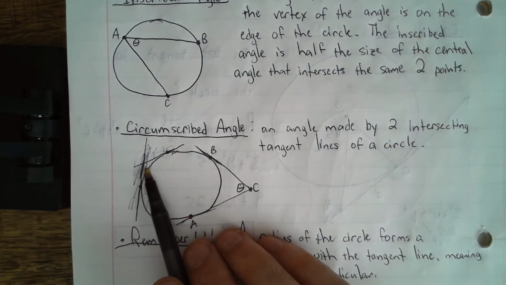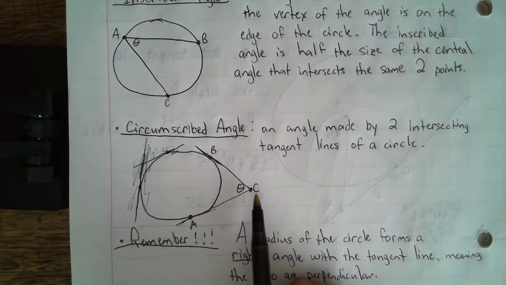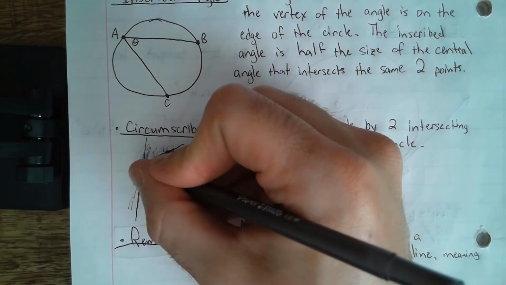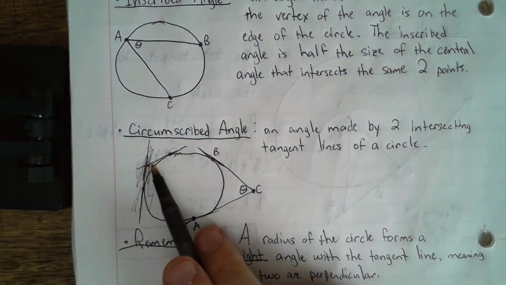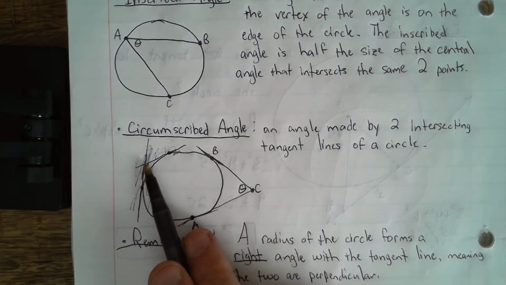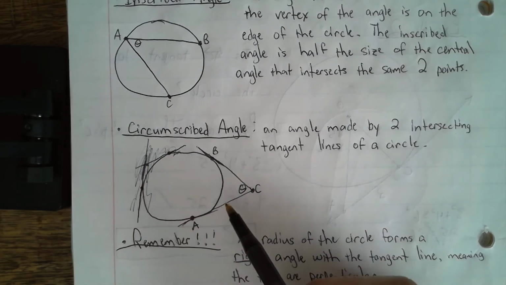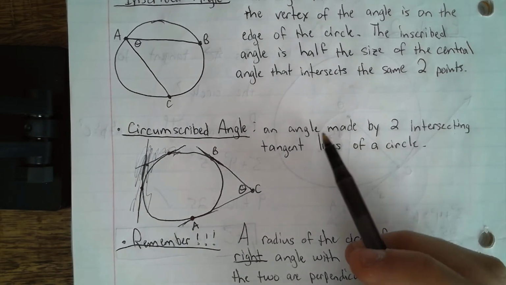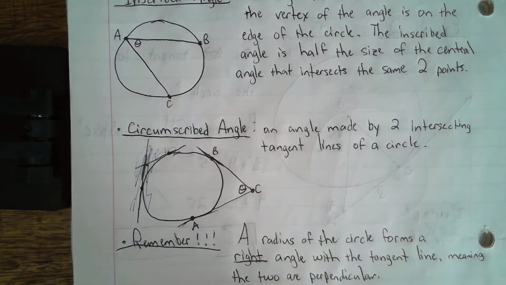This is still a circumscribed angle. It was just a little too small. I was wanting to make it bigger and more clear. But this little piece right here that I scribbled out, that's a circumscribed angle too, because there's a tangent line, and there's where they intersect. So a circumscribed angle, again, is an angle made by two intersecting tangent lines. And I reviewed at the beginning of the video what a tangent line was, because I showed you a few days ago.